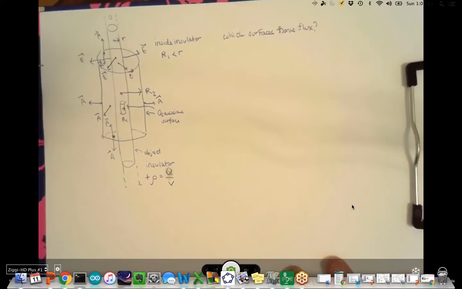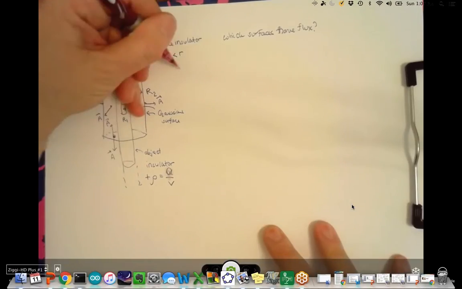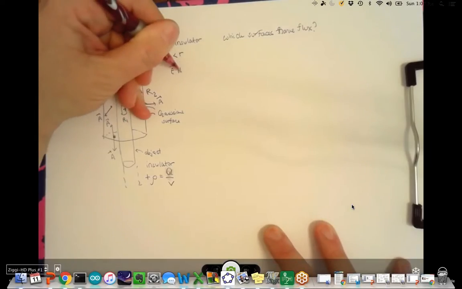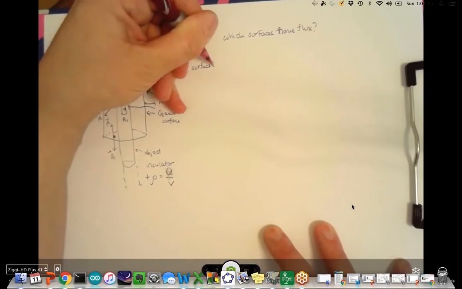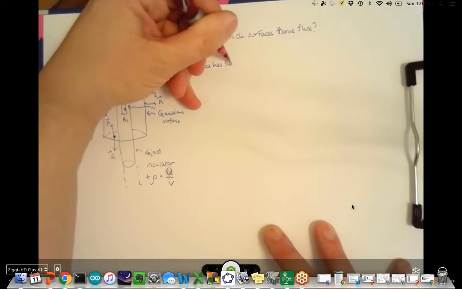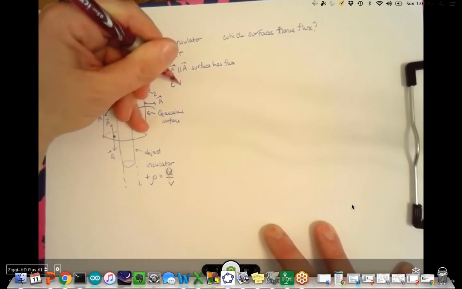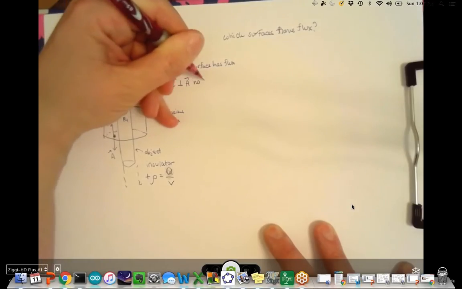These area vectors have to be parallel to the electric field in order for this to work. So if E is parallel to A, the surface has flux. But if E is perpendicular to A, there is no flux through the surface.